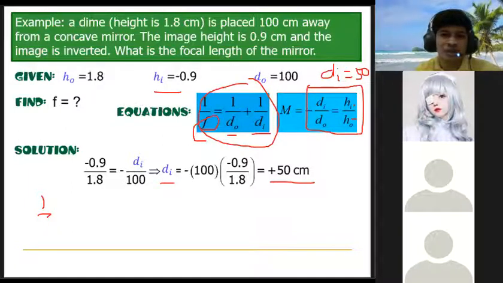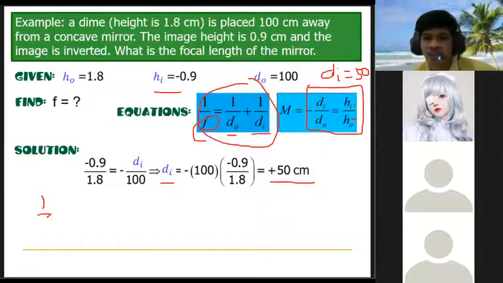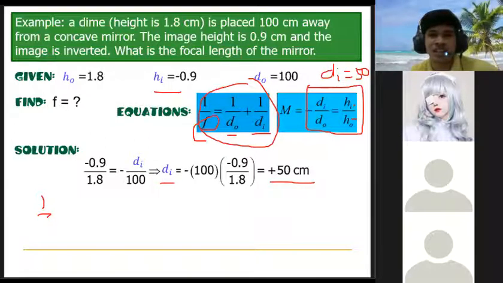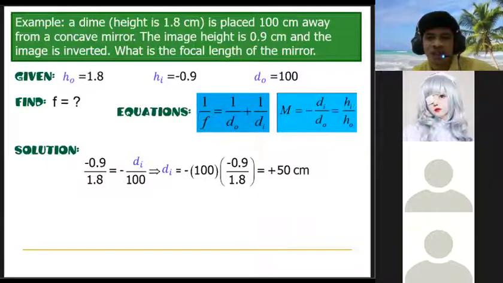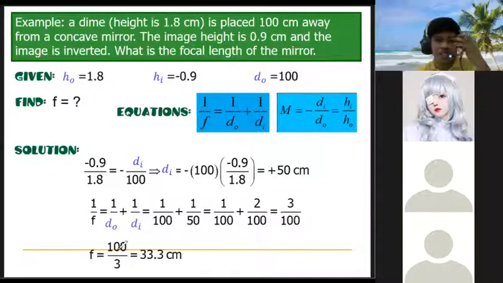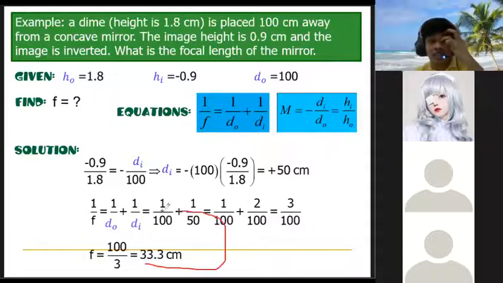Okay, that's enough because we still need to solve for a quiz. Okay, let's see if your answer is correct. Stop. Time is up. So the answer is 100 divided by 3, which is 33.3 centimeters. Okay, very easy.